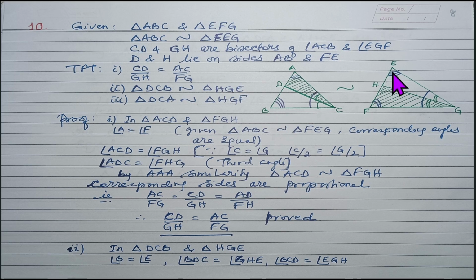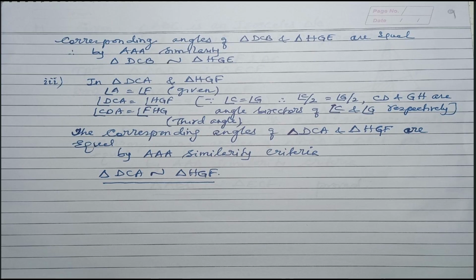Angle B is equal to angle E. It is given to us. The two triangles are similar, the corresponding angles are equal, therefore angle B is equal to angle E. Angle BDC is equal to angle GHE, and angle BCD is equal to angle EGH, because GH and CD are angle bisectors of the same two equal angles, and therefore the two angles are equal. And here angle BDC and angle GHE form the third angle, and therefore the three angles of the triangle DCB are correspondingly equal to the three angles of the triangle HGE, and therefore by triple similarity the two triangles are similar.